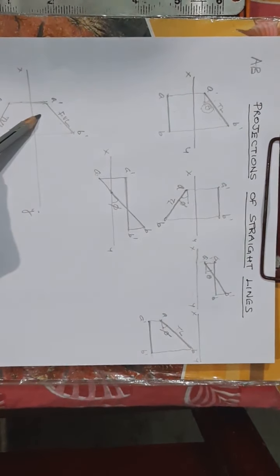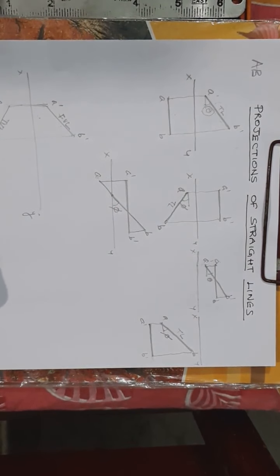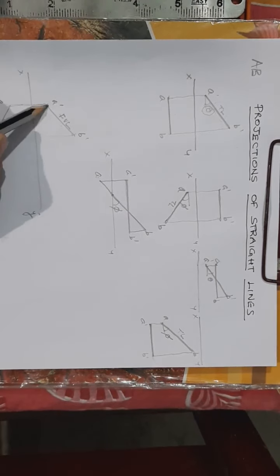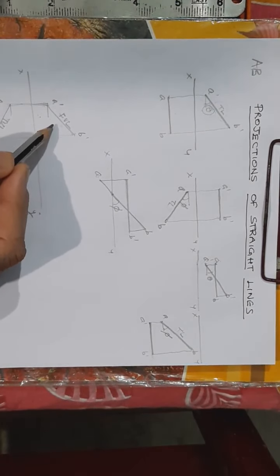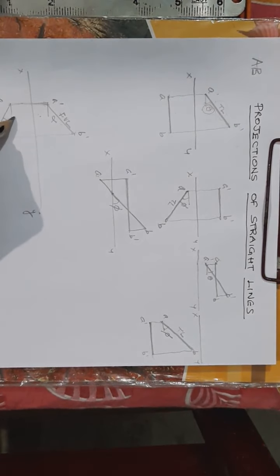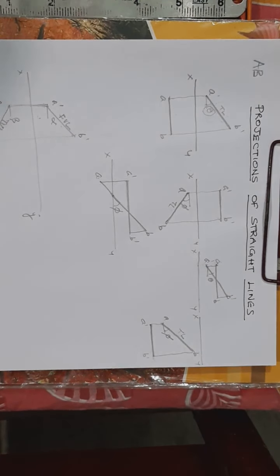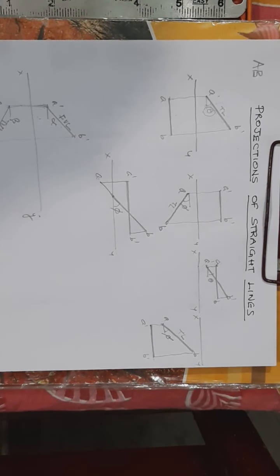But since here this is not the true length, this cannot be theta or phi, and these are the apparent inclinations, so we have named them alpha and beta. So the inclination that we see in the projections, after the line's projections are drawn, the angle the projections make with the XY line, they are the apparent inclinations.